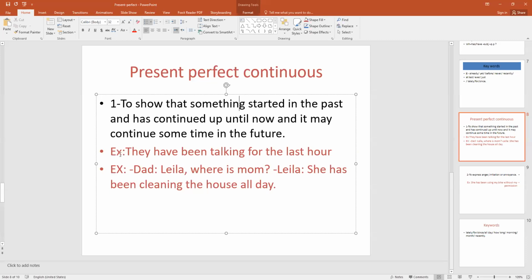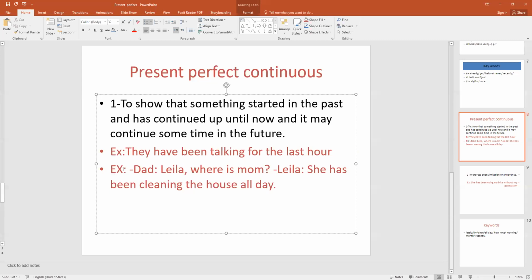Let's see the examples. Example number 1. They have been talking for the last hour. Have plus been plus verb ing. This is present perfect continuous. It means that an hour ago they started talking, and now they are talking, and they may continue talking in the future. We don't know.